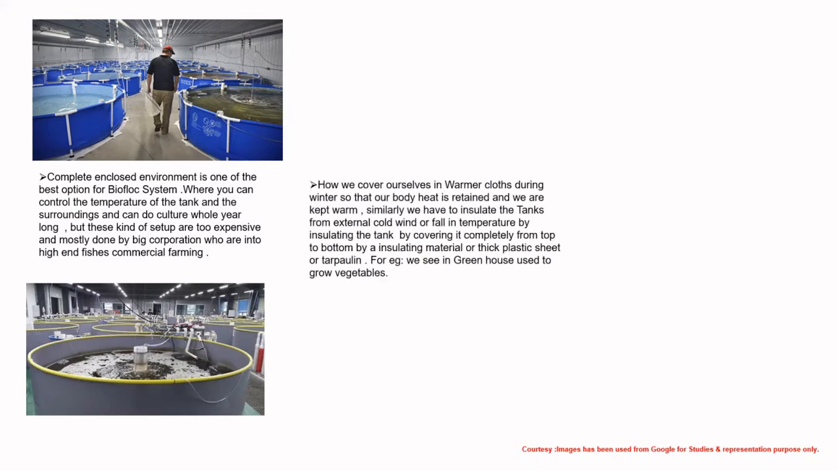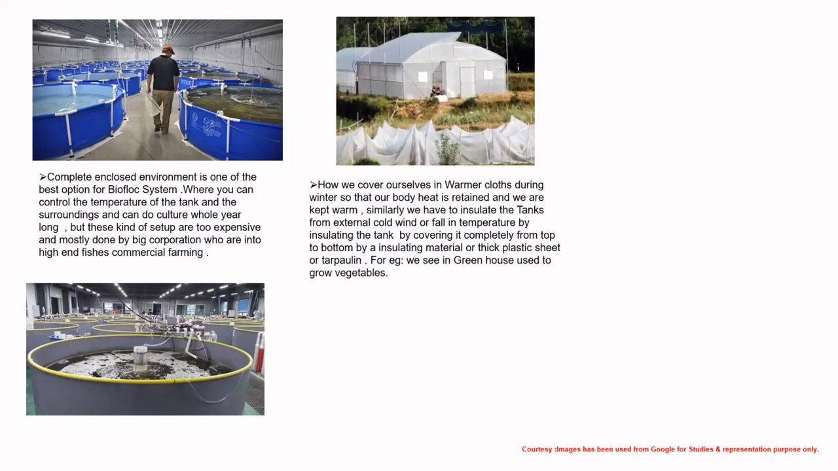Just as we cover ourselves in warmer clothes during the winter so that our body heat is retained and we are kept warm, similarly we have to insulate the tanks from external cold winds or falls in temperature by covering the tank completely from top to bottom with insulating material or thick plastic sheet or tarpaulin. For example, we see this in a greenhouse used to grow vegetables.